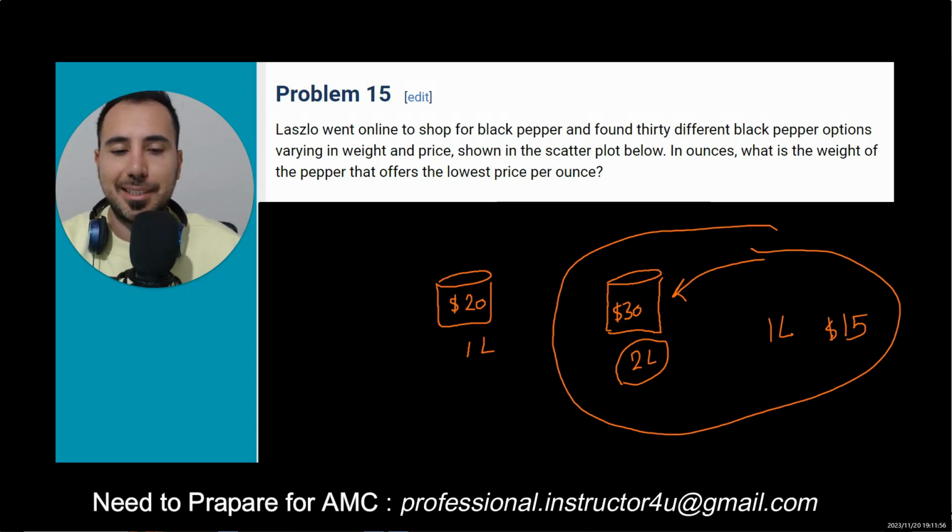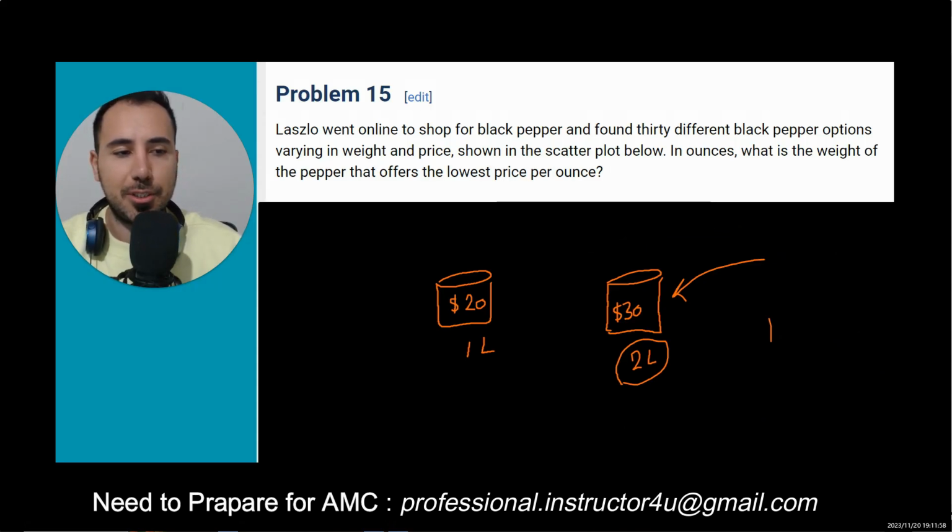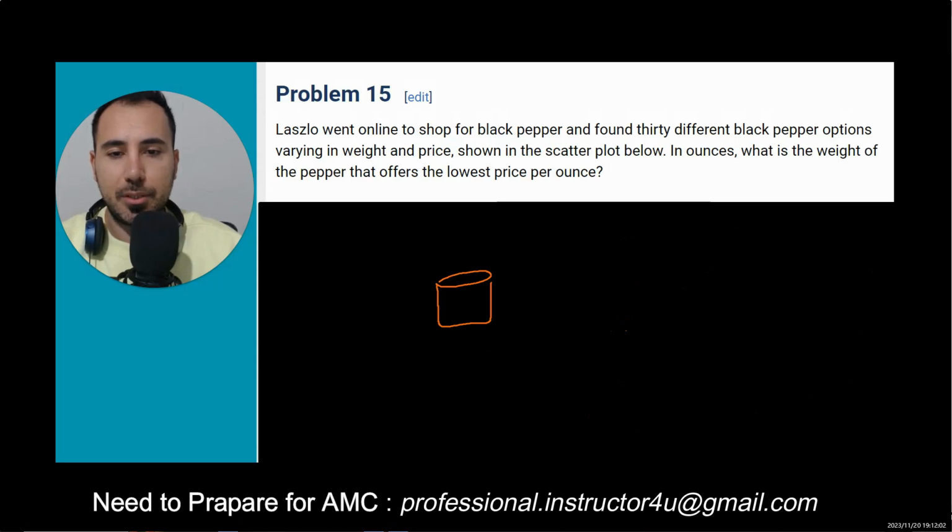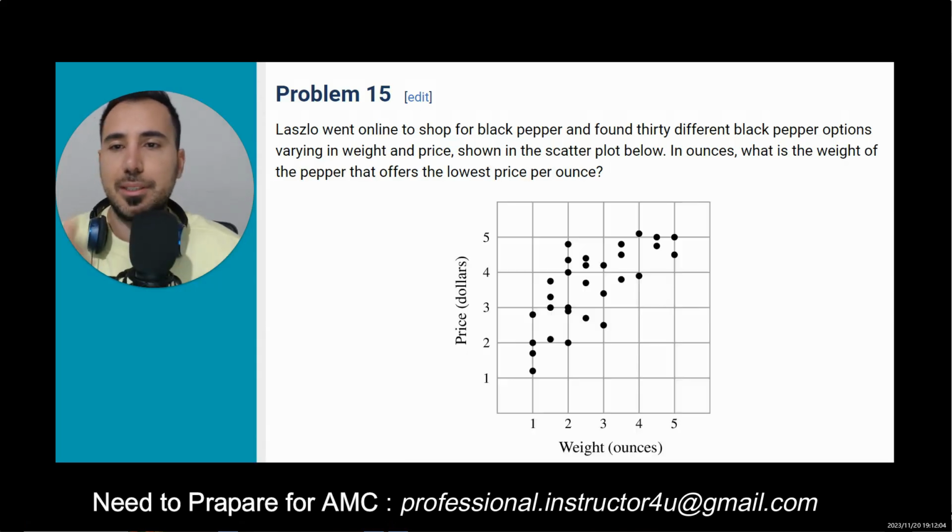This is exactly the same kind of question, okay? But they just showed you all the items on a graph so that you could compare this easily. So let's go and read it. Laszlo went online to shop for black pepper and found 30 different black pepper options varying in weight and price, shown in the scatter plot below. In ounces, what is the weight of the pepper that offers the lowest price per ounce?